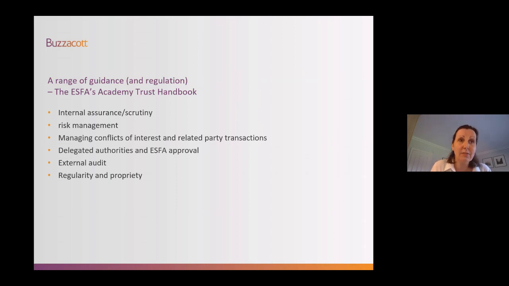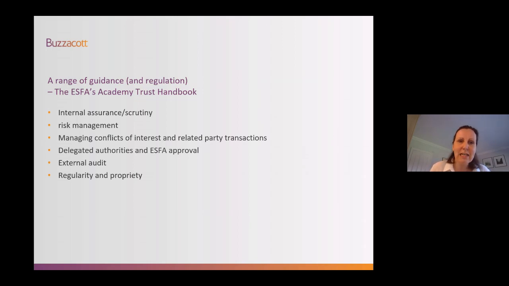External audits obviously covered within the handbook as well. So in terms of the appointment, selection and review of your external auditors, and also that emphasis on the use of professionals, the external governance reviews, as I mentioned as well.